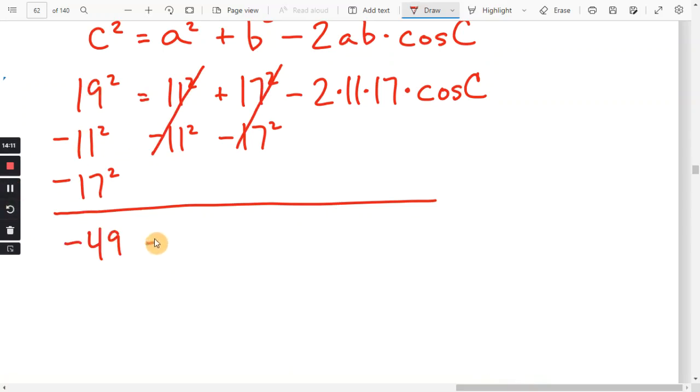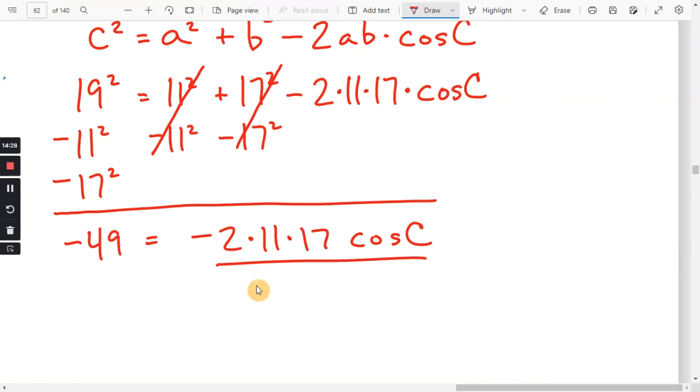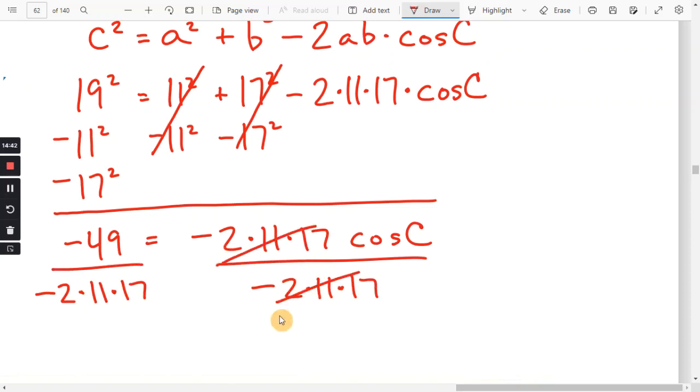Bring down the equal sign. And we have negative 2 times 11 times 17 cosine of C. Again, you can get a number for this if you want, but I'm just going to divide both sides by that mess right there, negative 2 times 11 times 17. This is all multiplied, so it cancels. All right, I'll do this on the calculator. Negative 49 divided by, parentheses, negative 2 times 11 times 17.